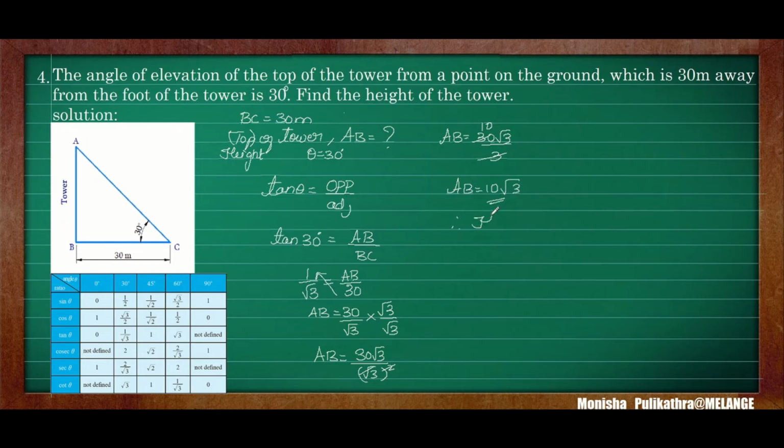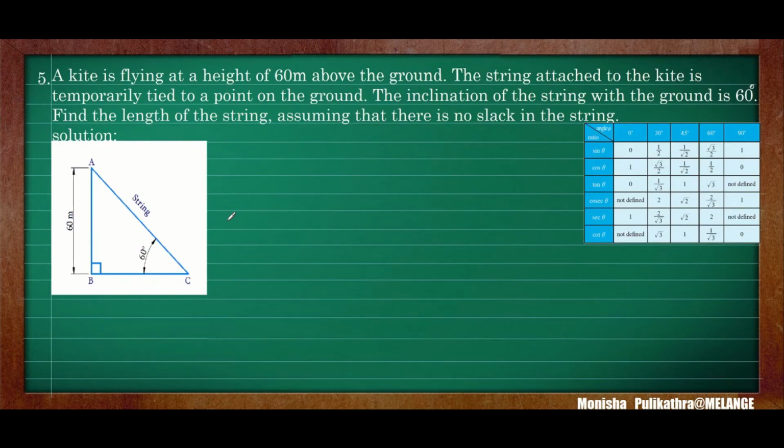Therefore, height of the tower is equal to 10 root 3 meter. Height of the tower is 10 root 3 meter. I hope you understood this. Moving on to the fifth question.